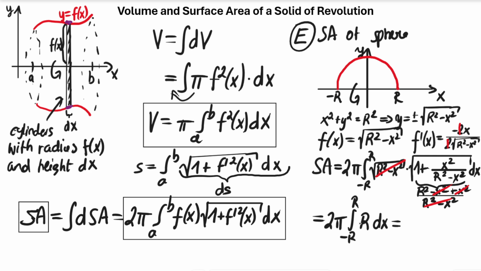The radius you can pull to the front, and as there is no x dependency, it's just the length of this integral, which is 2r. So the integral is just times 2r. And we arrive at 4 r squared pi. And this is the well-known formula for the surface area of a sphere.